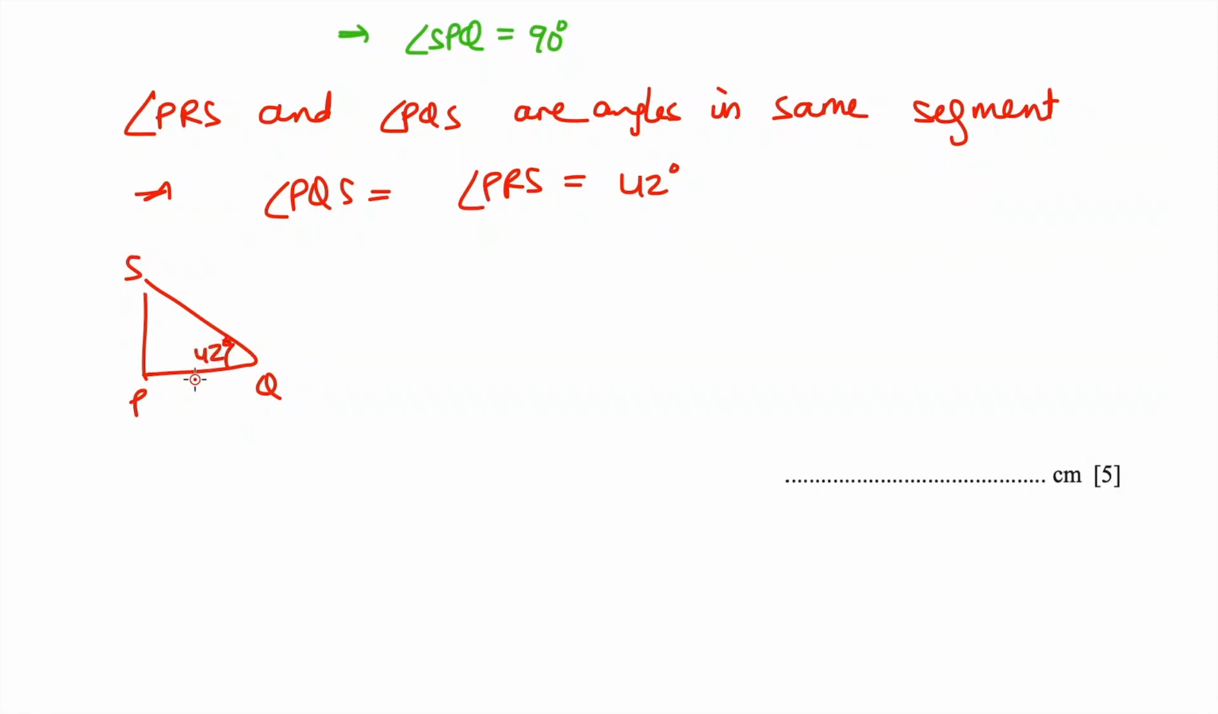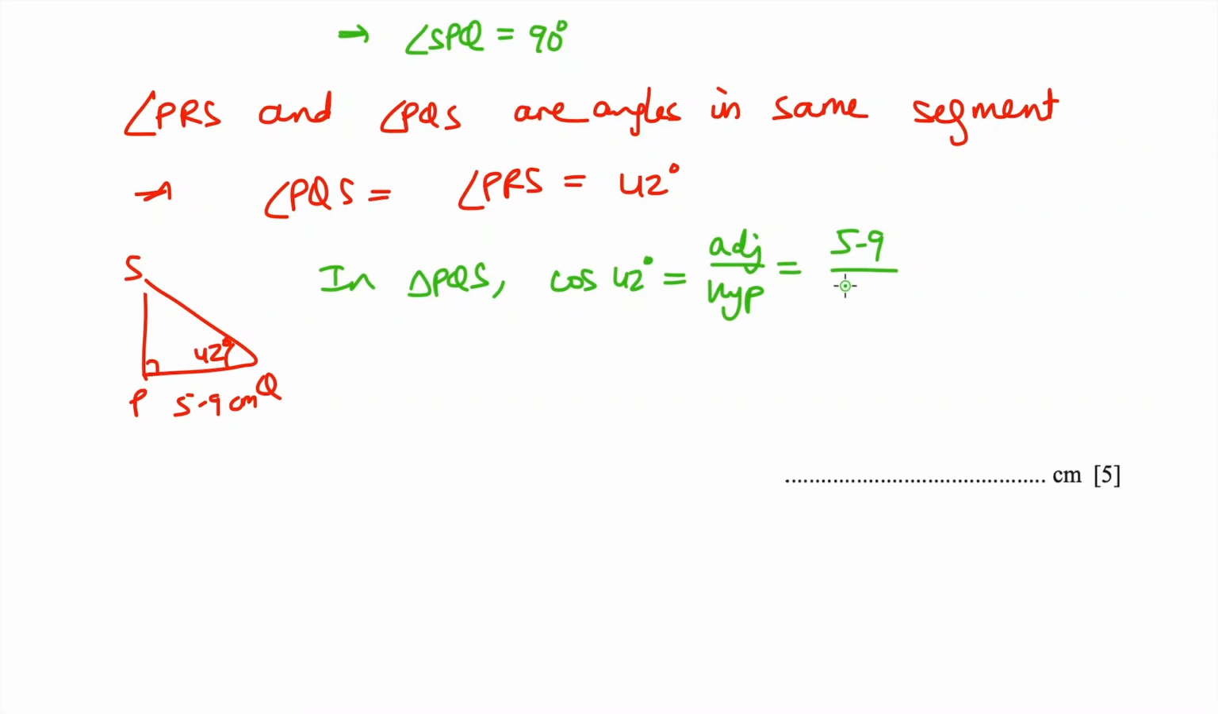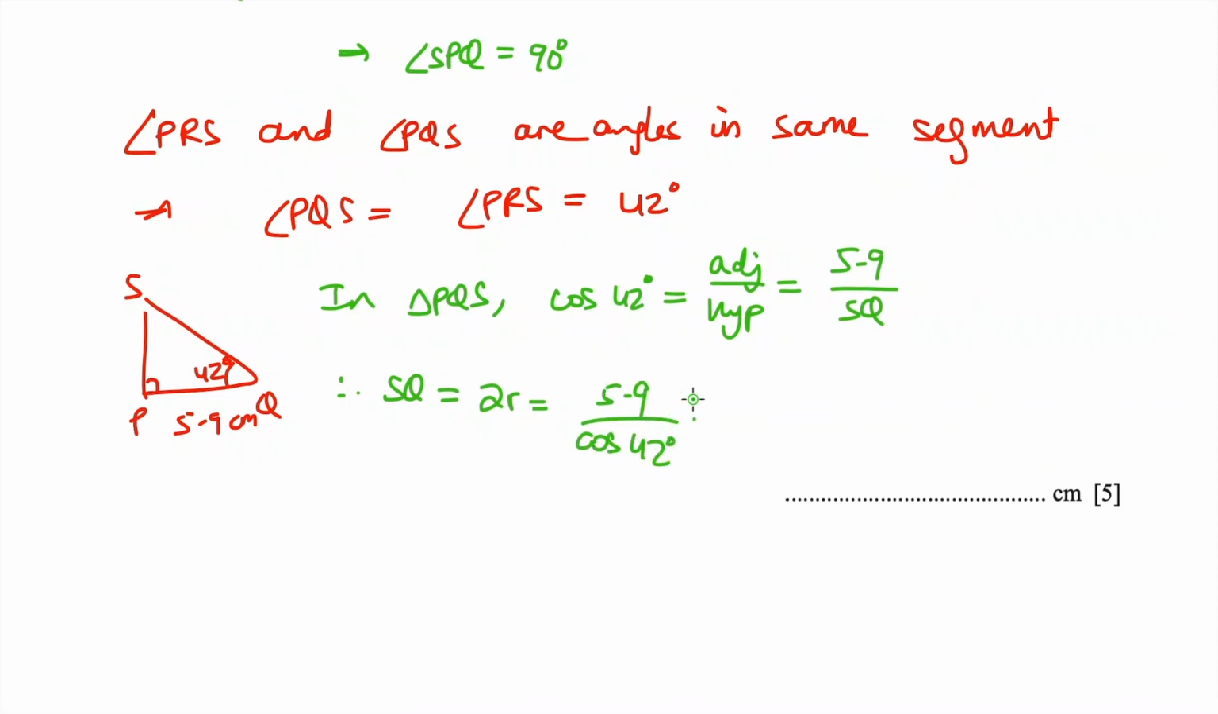So now let us draw PQS triangle here. This is 42. And what do we know? We know that this is 5.9 centimeters. This is a right angle triangle. So in triangle PQS, what I know is cos 42 degrees is equal to adjacent by hypotenuse, and adjacent is 5.9 divided by SQ. So therefore SQ, which is equal to 2R, because it is the diameter, is 5.9 divided by cos 42 degrees. So I found out the value of the diameter.